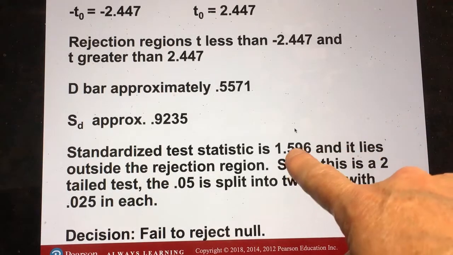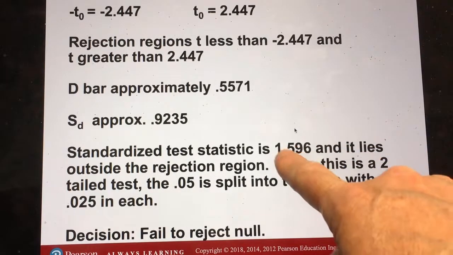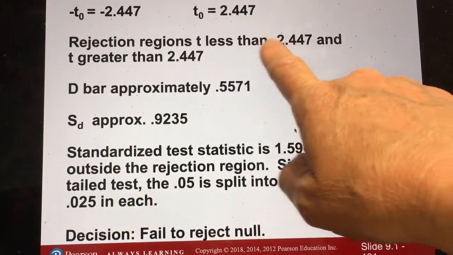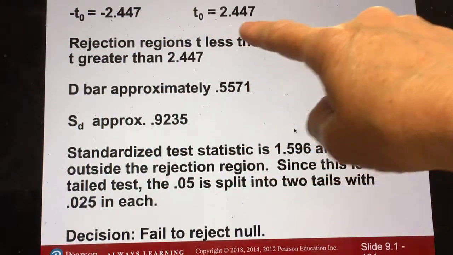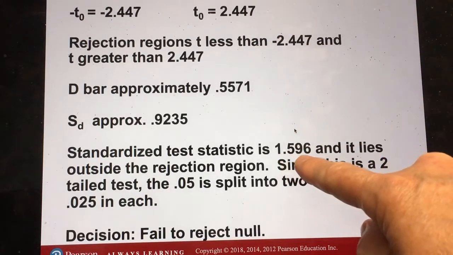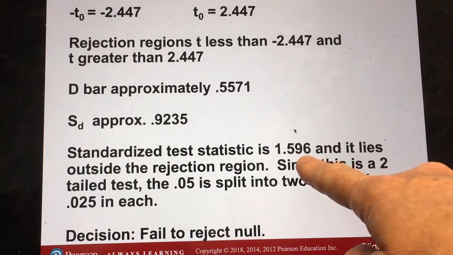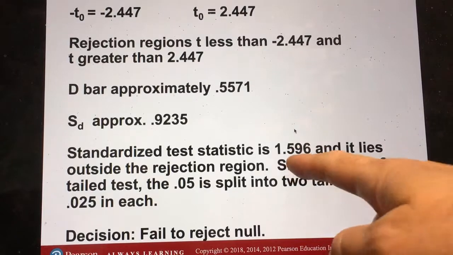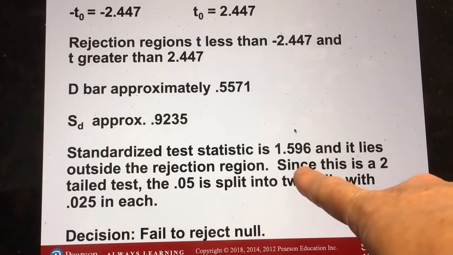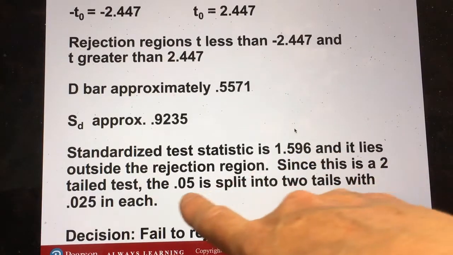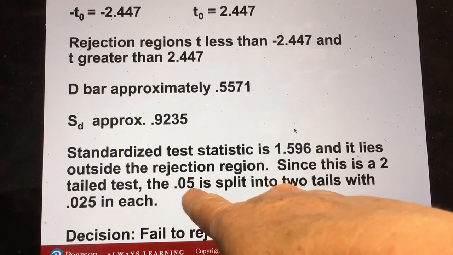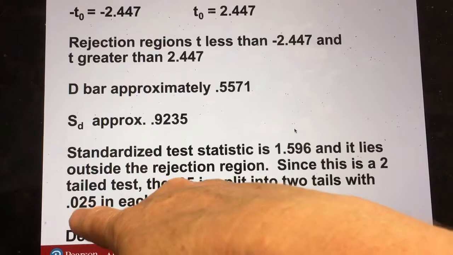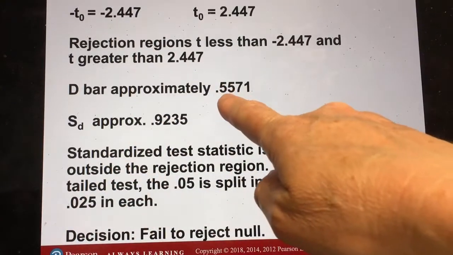So let's just use our test statistic. It lies outside the region because what? We go all the way with negative 2.44 and positive 2.44, and 1.596 is not in the rejection region. Therefore, we will fail to reject. And since this is a two-tailed test, we're going to say the 0.05 is split with 2 tails of 0.025.